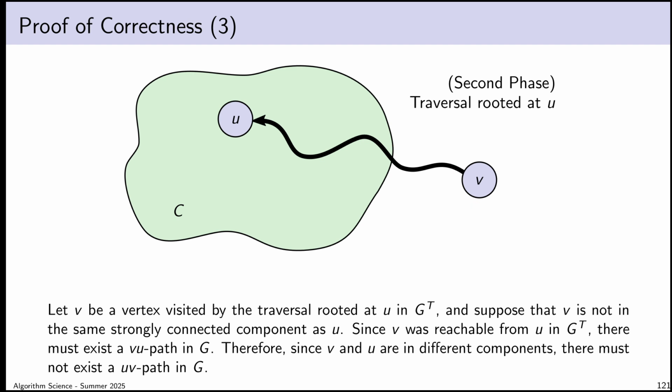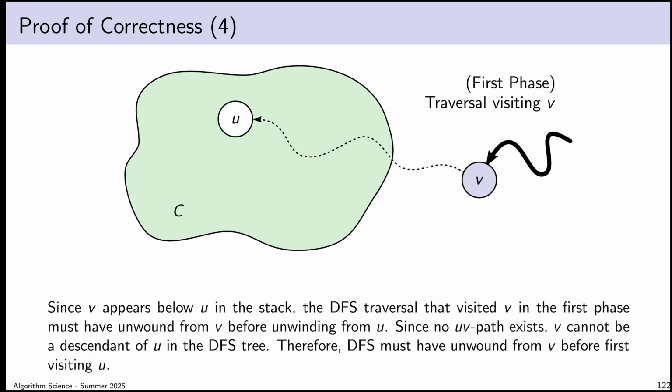Well, what I know is that V is reachable from U in G transpose, which is to say there is a path from V to U in G. Okay, but I've just said that V is not in the same component as U. V is in some other component. So because I can get from V to U, the only way they can be in different components is if there is no path from U to V in my original graph G. There cannot exist a UV path in my original graph G.